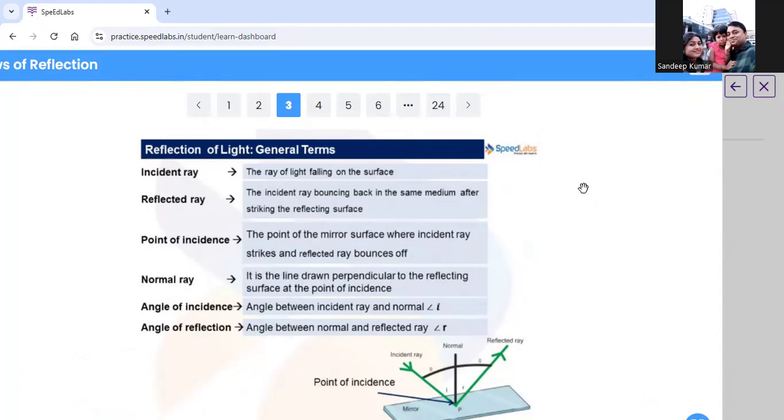Normal, okay, normal. It is the line drawn perpendicular to the reflecting surface at the point of incidence. Okay, it's not a ray, it's just a perpendicular drawn at the point of incidence. Angle of incidence, the angle between the incident ray and the normal, represented as angle I. Angle of reflection, the angle between the normal and the reflected ray, angle R. Okay, so these terms you should know.